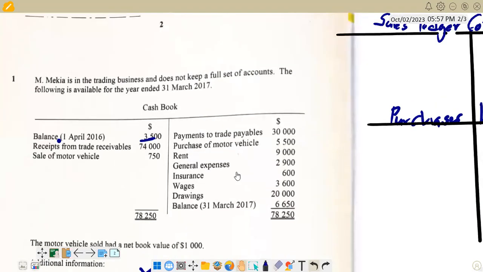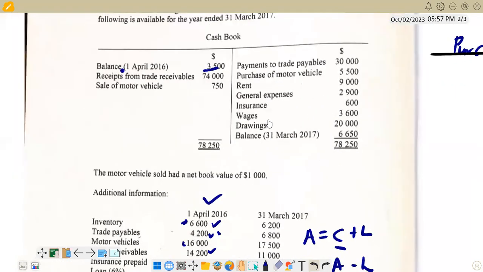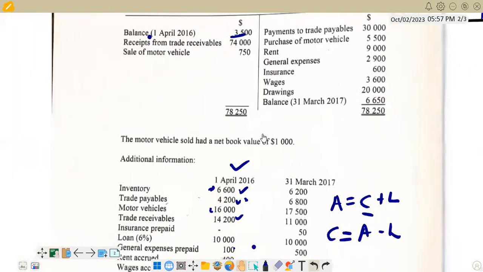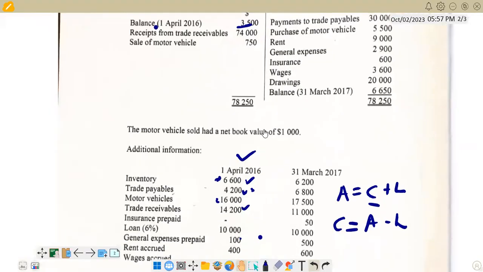A sales ledger control account, we use the balances for debtors, that is trade receivables. So we are going to use this balance that we have here. We remember when you're preparing a ledger control account, for debtors, we start with the trade receivable. This was the balance at the beginning. This was the balance at the end. So our balance b/d at the beginning on the debit side was sales ledger control account 14,200. So we are going to put that one.